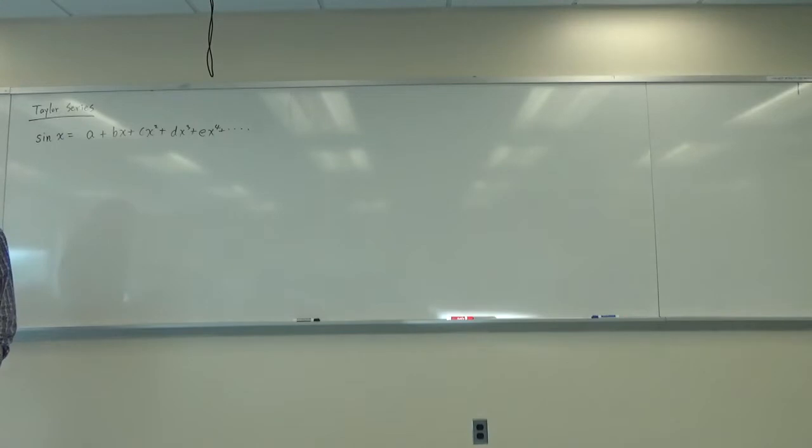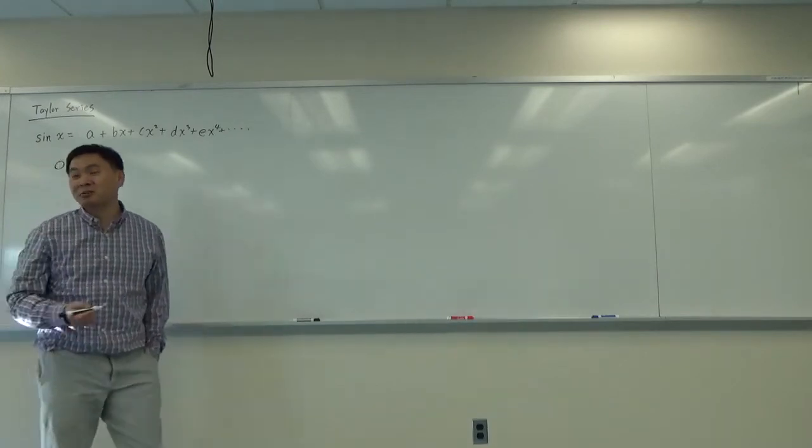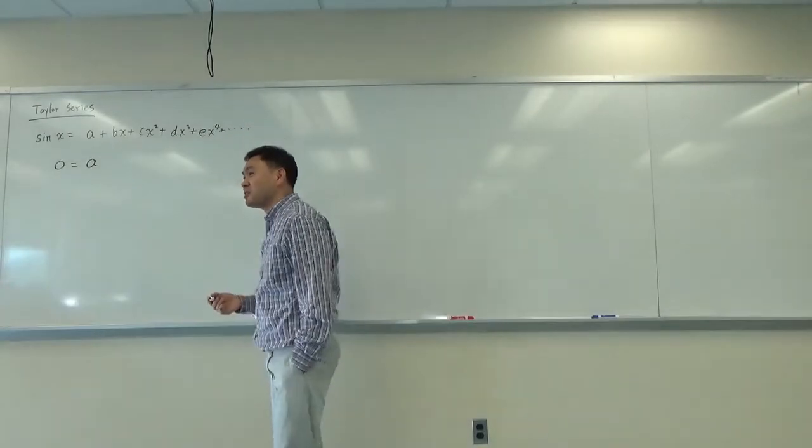So here's how you do it. You plug in zero on both sides. What would you get if you plug in zero on the left side? Zero. What would you get if you plugged in zero on the right side? A. So what's A? Zero. Good. So that's how you get A. Okay, that's a start.